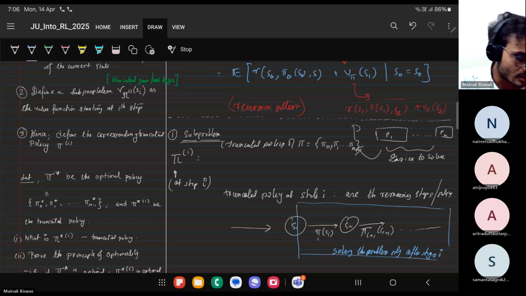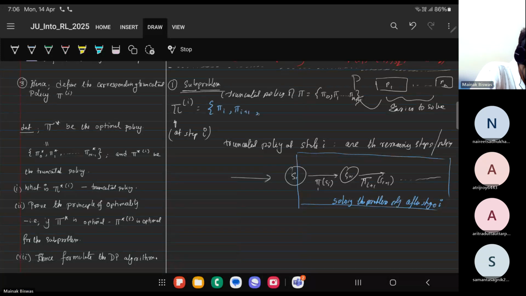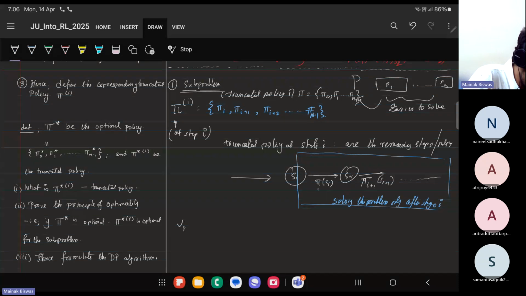Yes. Okay. So now the truncated policy will be what? Pi i plus 1, pi i plus 2, and so on, yes or no? Till pi n minus 1. Okay. So now my claim is, the V pi of the ith truncated policy for a state S. Can you tell me what this will be?